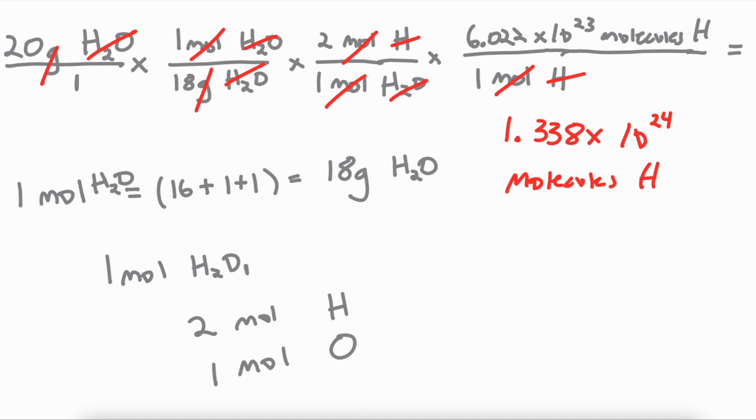I hope that calculation made sense to you, but if it didn't, just rewatch this part of the video. If you're still not getting it, just take a break. Let's finish this video off with one final equation. If I have 40 grams of carbon dioxide, how many grams of carbon do I have?